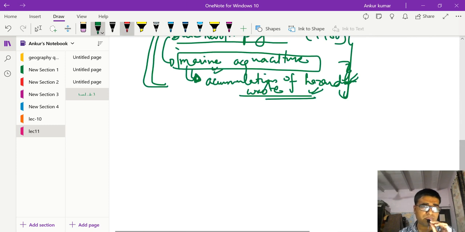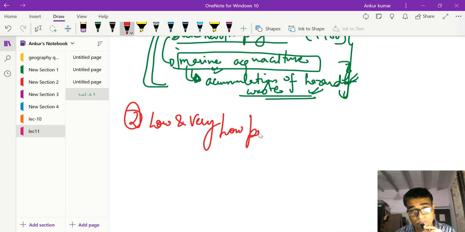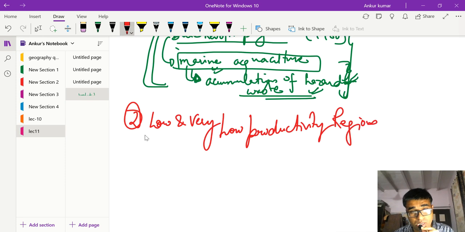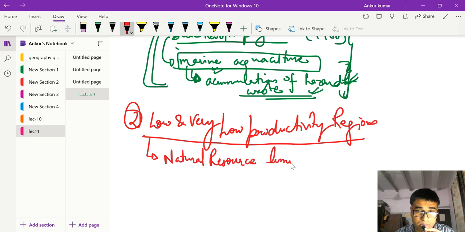the blue revolution. And when you see the second type of regions, they are the low and very low productivity regions. Now these regions have natural resource limitations. Why low productivity? Because of natural resource limitation.